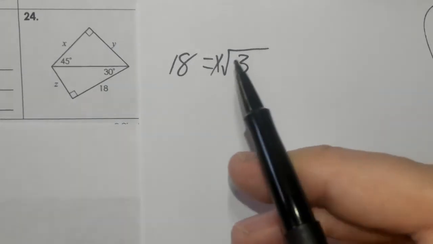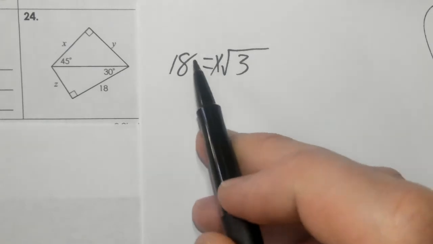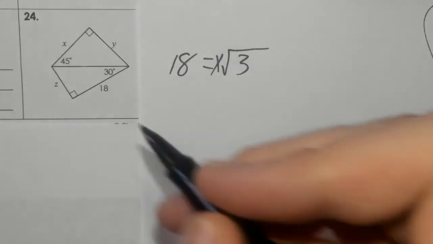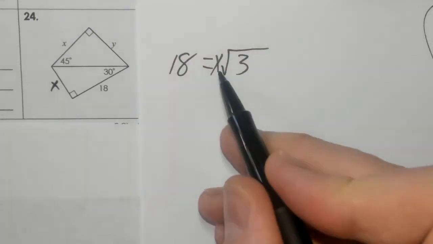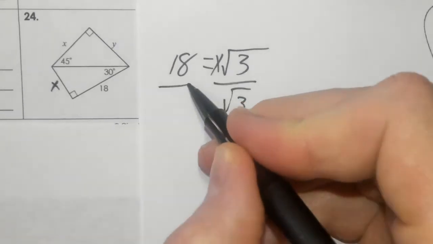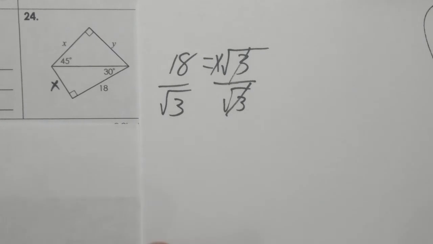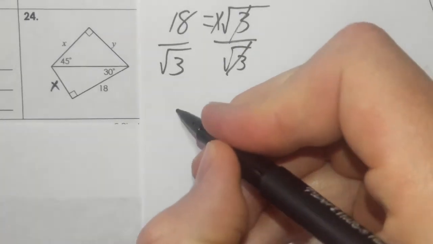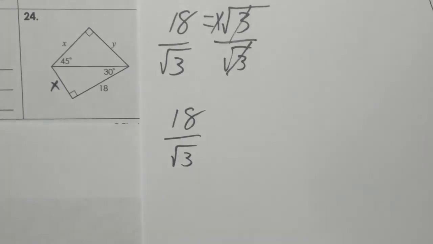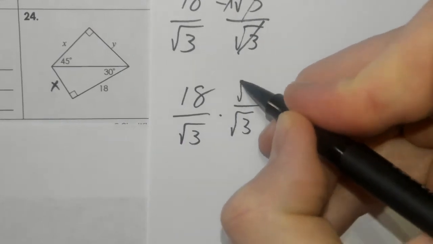Now, once again, these are confusing because in this problem it's z, but for the purposes of what we're doing and keeping these ratios the same, we're going to call that x for the short leg. Okay, so once I find x, I'll have it. So if I divide both sides by the square root of 3, these two cancel. So now I have 18 over the square root of 3. I have a radical in the denominator. Okay, so I'm going to multiply by the square root of 3 over the square root of 3.